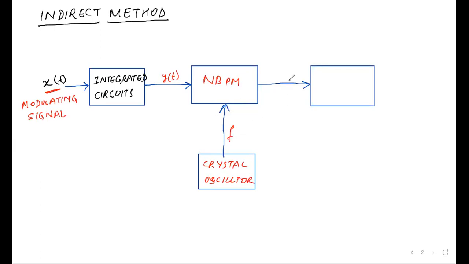And after that, previously we have also seen that we can generate FM signal from PM signal and PM signal from FM signal. So after passing this PM signal, if we have an integrator, in that case we can find it here as narrowband FM. Now this signal is passed through frequency multipliers.